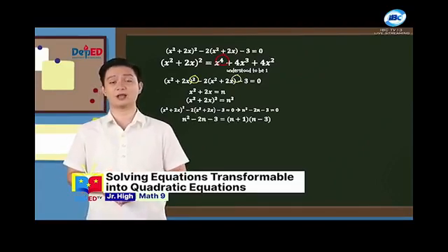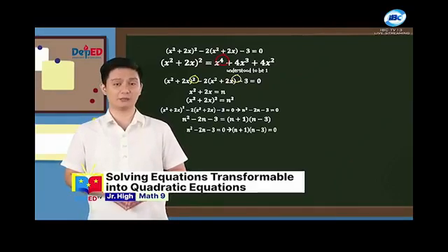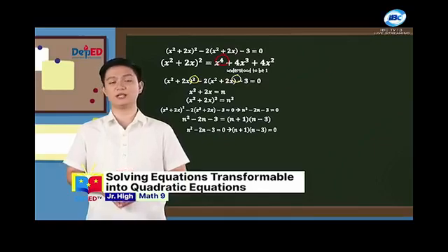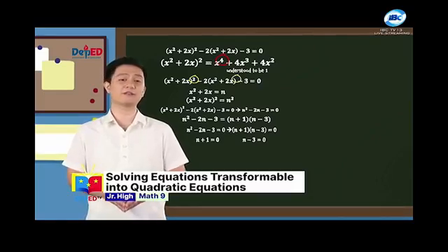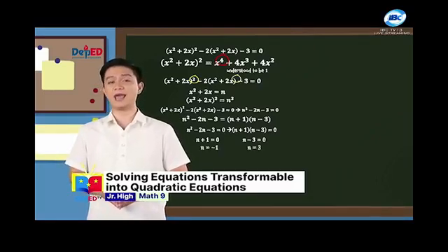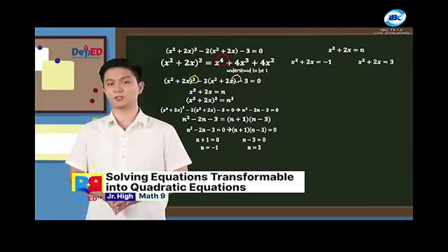N squared minus 2n minus 3 is equal to the binomial n plus 1 times the binomial n minus 3. So, the equation can be written as binomial n plus 1 times binomial n minus 3 equals 0. Equating each factor to 0 and then solving for n, we must get that the values of n are negative 1 and 3. Now, recall that we let x squared plus 2x be equal to n. Therefore, by substitution, x squared plus 2x must be equal to negative 1 and 3. So we have to solve these two equations.